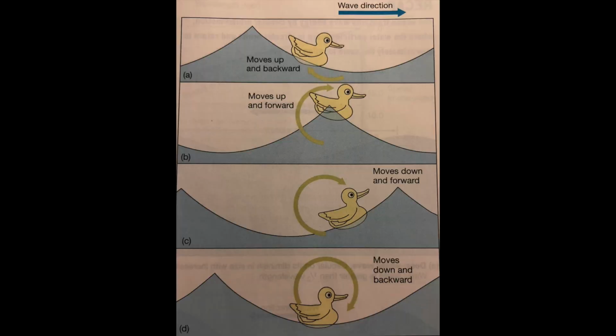This image of a floating rubber ducky shows circular orbital motion. As a wave passes from left to right, the motion of the floating rubber ducky resembles that of a circle. This is what's known as circular orbital motion.